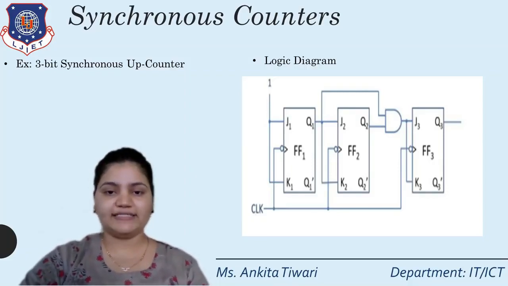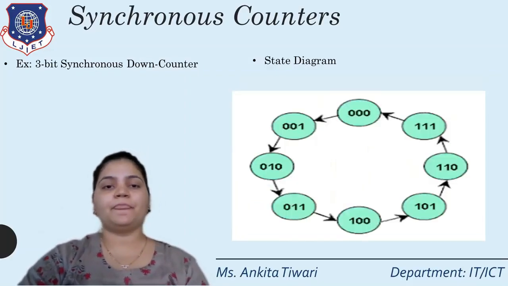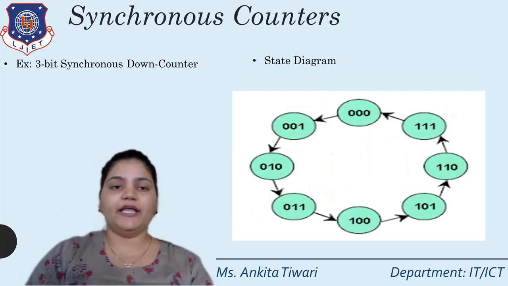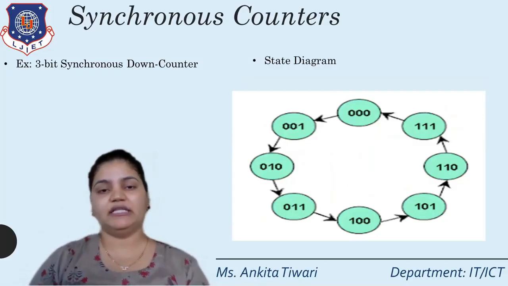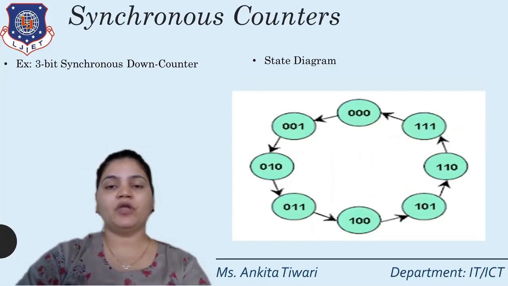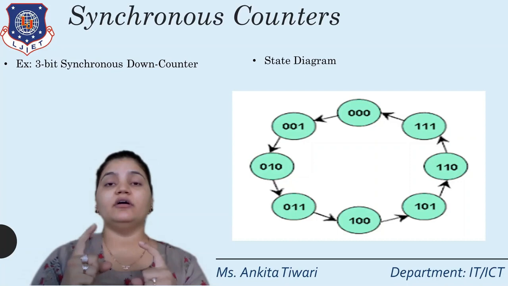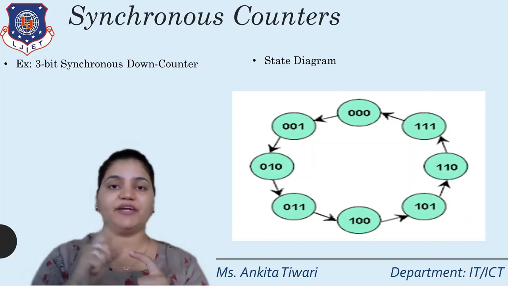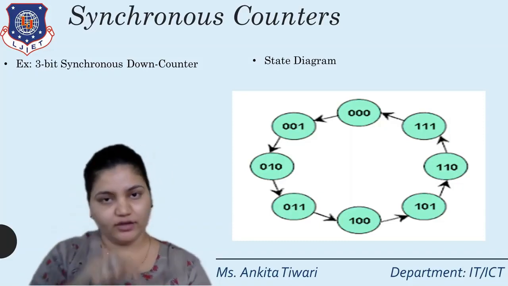Now we'll take one more example with the down counter concept. Here we are taking an example of a 3-bit down counter. A 3-bit down counter will have the 4 steps as we have seen in the up counter itself. The down counter is represented by the state diagram as 0, 0, 0. The arrow will change with respect to down. We will start with N and end with 0.